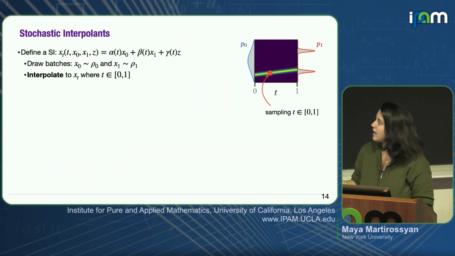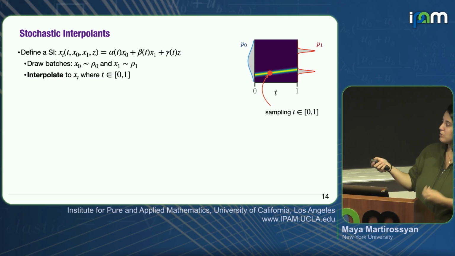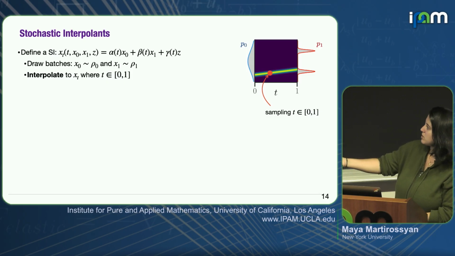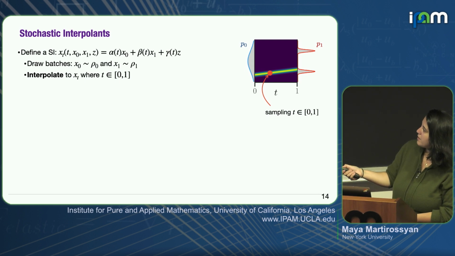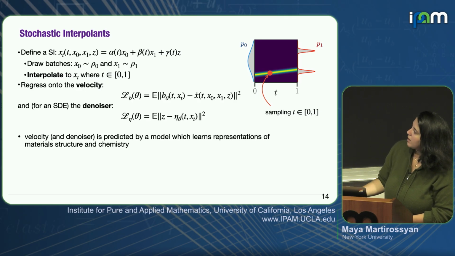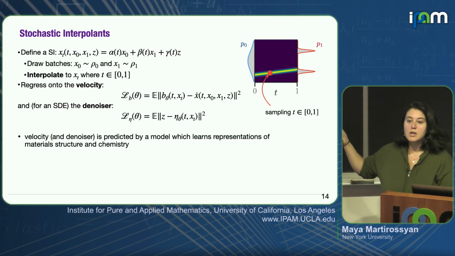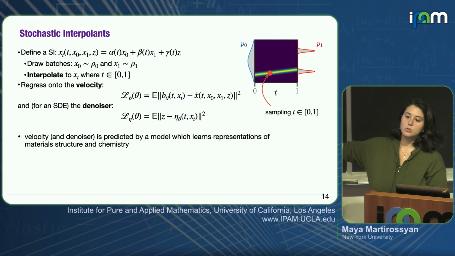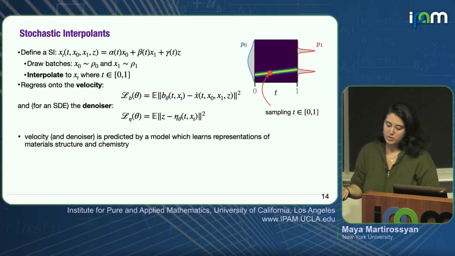Okay, so how do we use stochastic interpolants for this? Exactly as I said before, we're going to learn how to bridge samples. Here we're also going to sample time to make this a little bit easier. We sample a time, we sample a structure from our final distribution, and then we interpolate these two. And we regress onto the velocity using our loss functions. If we're learning an SDE, we can also learn the denoiser.